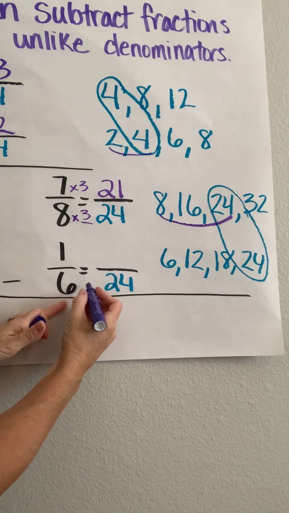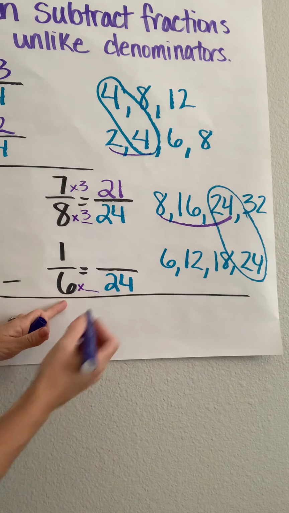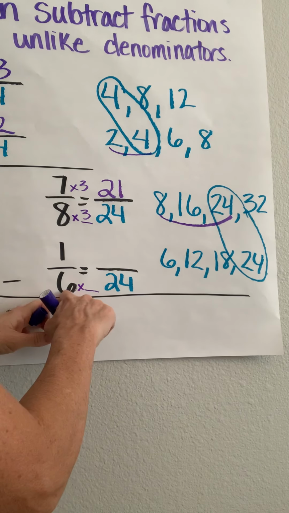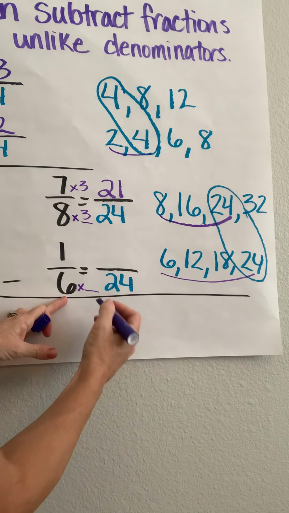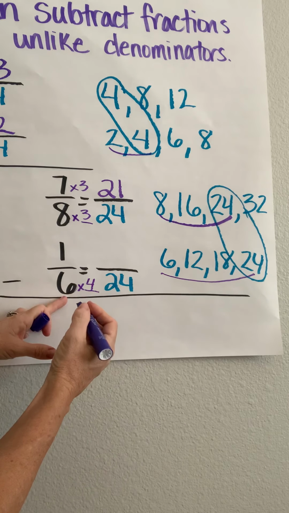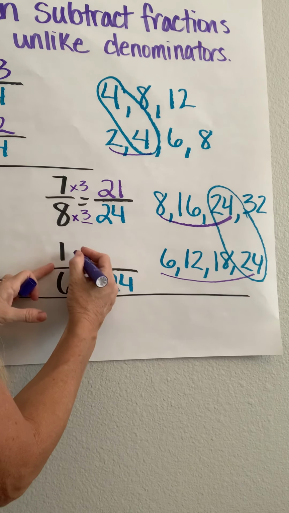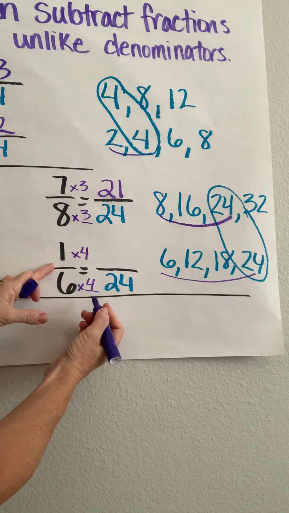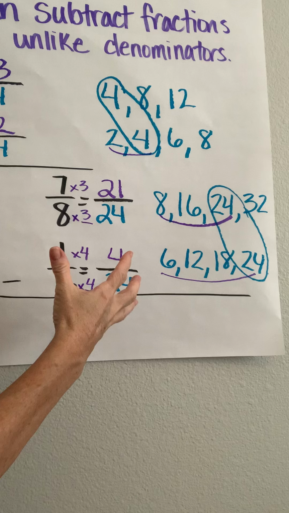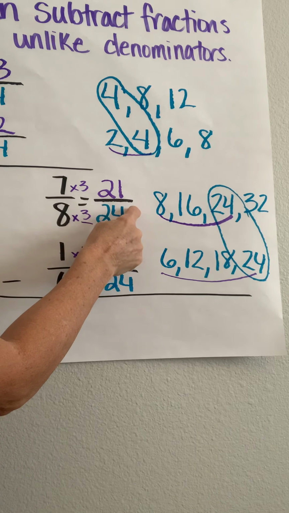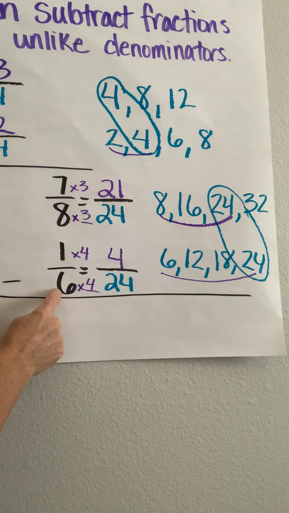Coming down here, 6 times what equals 24? What did I do to this 6 to get to 24? Well, I quadrupled it. I timesed it by 4. I went up 4 multiples. What I do to the denominator, I must also do to the numerator. 1 times 4 is 4. Now I have equivalent fractions. 7/8 is equivalent to 21/24. 1/6 is equivalent to 4/24.